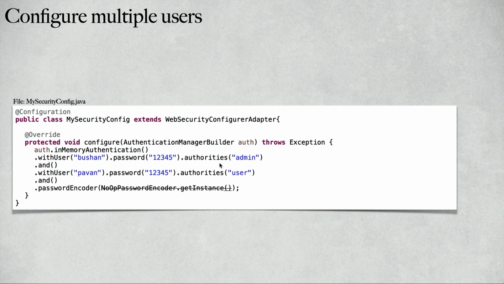So we're going to provide the authorities, which is admin, and we're going to define one more user using the withUser method, and we will configure the password using the password method, and we will provide the authorities, which is user. We also need to provide a password encoder. If you don't provide a password encoder, again Spring will throw an exception. So for that, we're going to configure the password encoder as well.